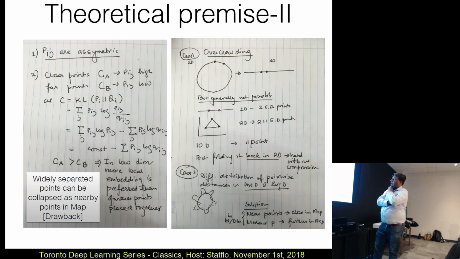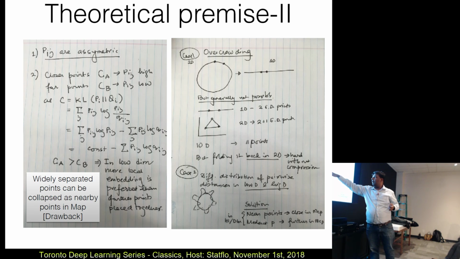Closer points, let's say, have a cost called CA, where for closer points Pij is high, and far points, we know Pij is low, have CB. So the cost function, which I'm now writing for a single point, one KL divergence, is basically Pij log Pij by Qij. I can just make it log A minus log B, so I get these two terms.